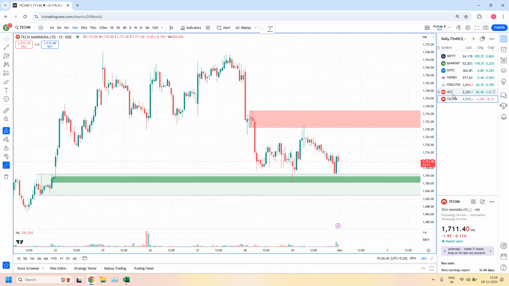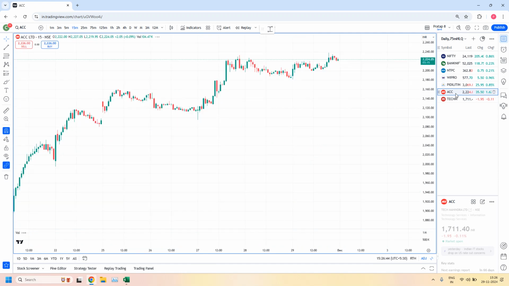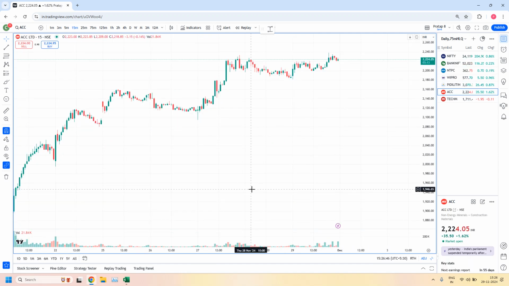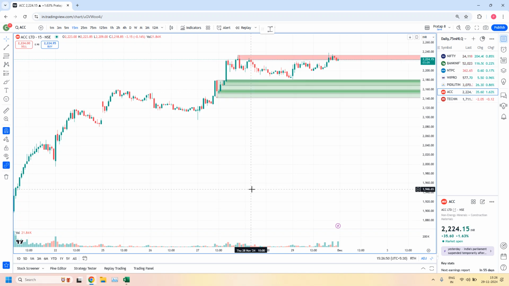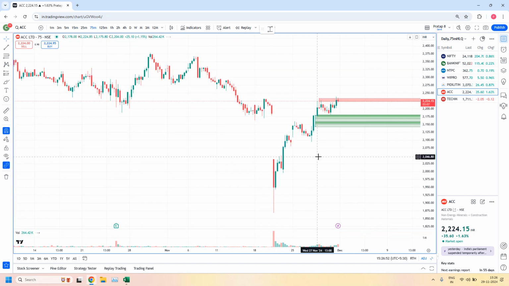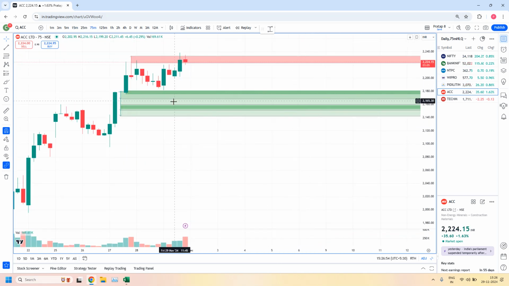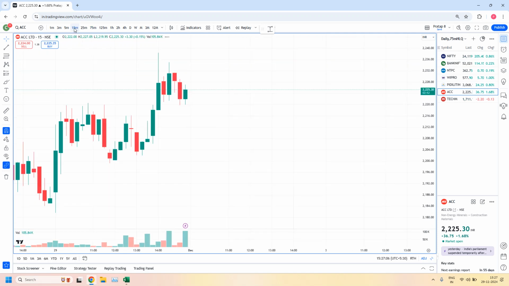Next one is ACC. ACC is having multiple order flows. You should analyze this stock very carefully. This is also a 75 minutes high liquidity zone. It's a rally, base, rally. This is how our software identified this zone. This is fine-tuned with the 15 minutes time frame.